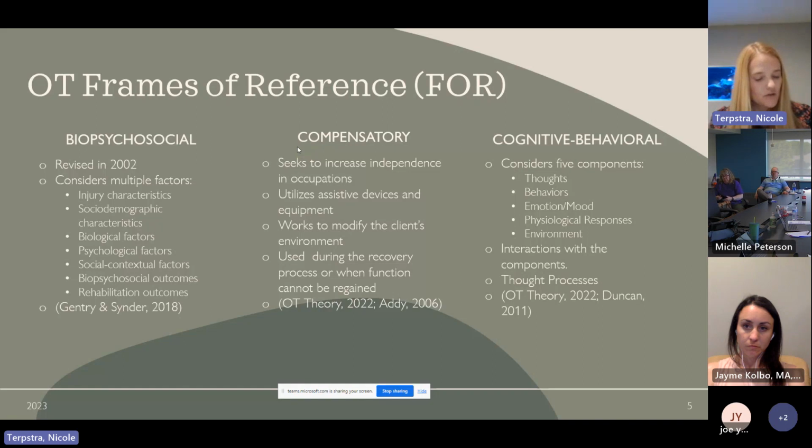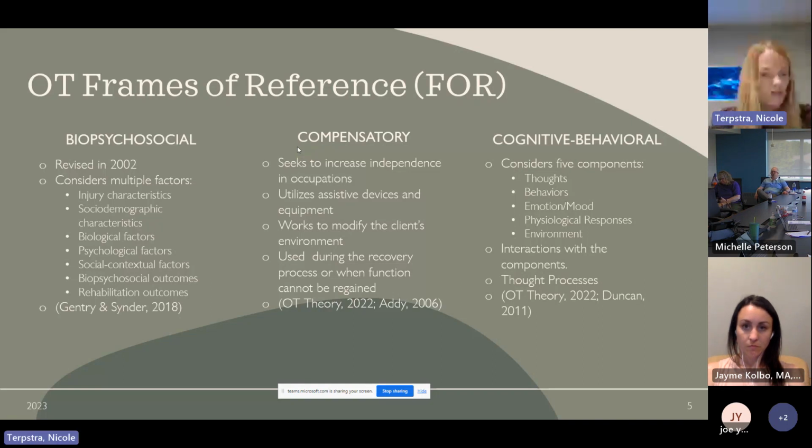Next up, we have the compensatory frame of reference. This again really looks at home modification and using assistive devices. It works to modify the client's environment. So it's really focused on how can we make the environment work for the client.